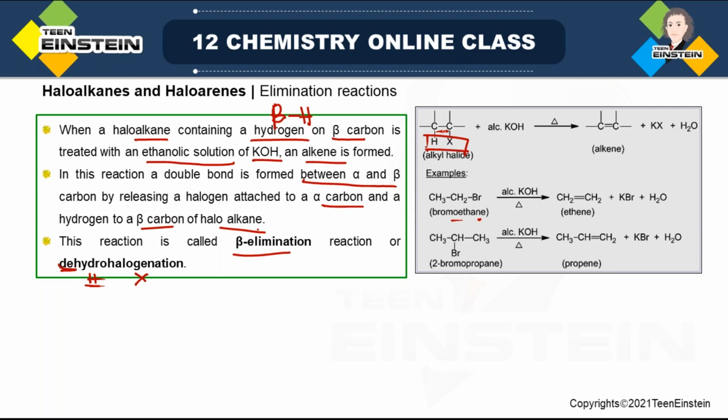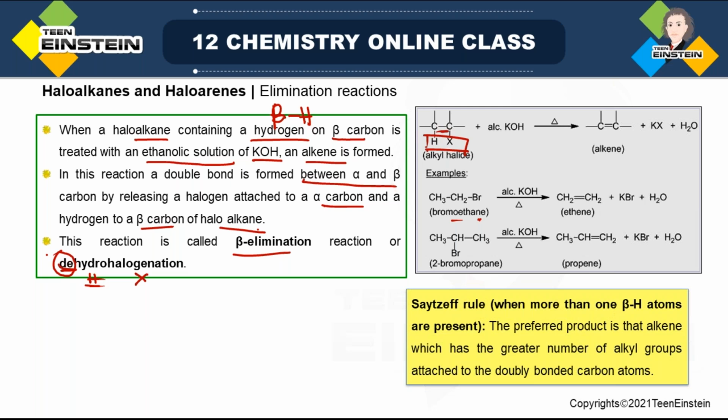Remember, when it is removal of water, we call it dehydration. And when it is removal of HX, we call it dehydrohalogenation. So this D term is always used whenever there is some elimination. Probably you also know that when carbon dioxide is removed, we call it decarboxylation, right? So whenever we use D, that means there must be some removal.